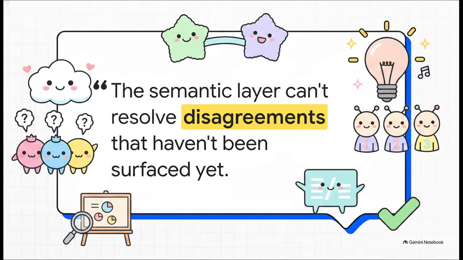I absolutely love this quote from our source material: "The semantic layer can't resolve disagreements that haven't been surfaced yet." You know, during this exercise, you might realize your company has 3 totally competing definitions for monthly active users. But actually, that is a really good thing. Discovering this now surfaces those hidden conflicts early so you can lock in one standard before anyone starts coding.